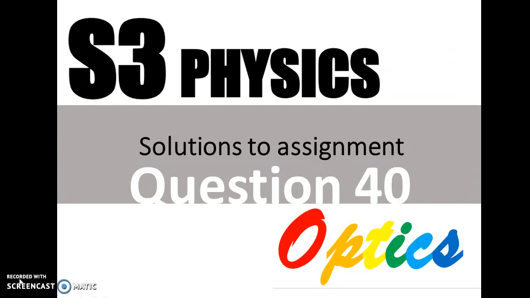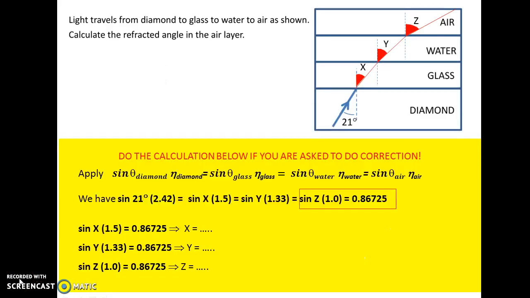Question 40. In this question, you can see there are 4 layers, but you don't have to apply the equation 3 different times. You don't have to, because for each layer, the product of the refractive index and the sine value of the angle will be equal to that of the next layer. What I mean is, for the first layer, diamond, you have the refractive index 2.42, and then for the angle 21 degrees, take the sine value, sine 21 degrees.